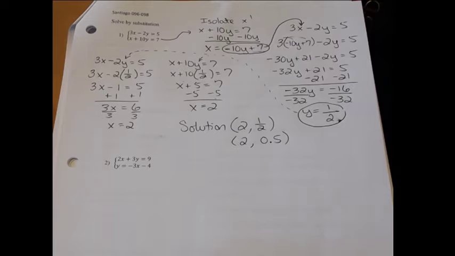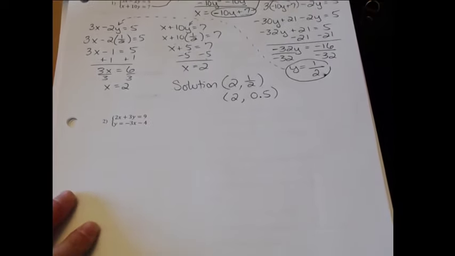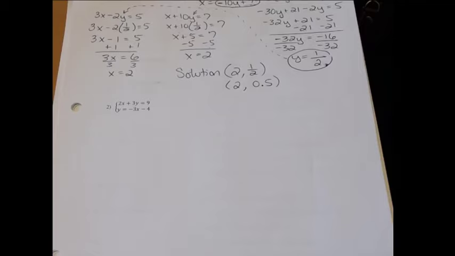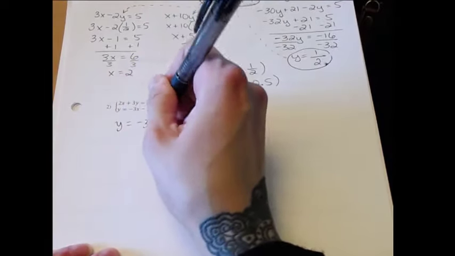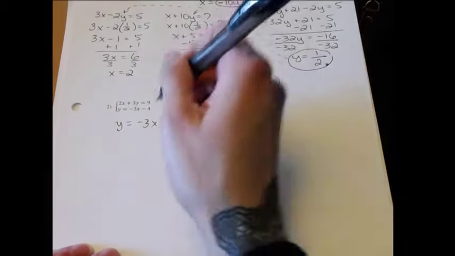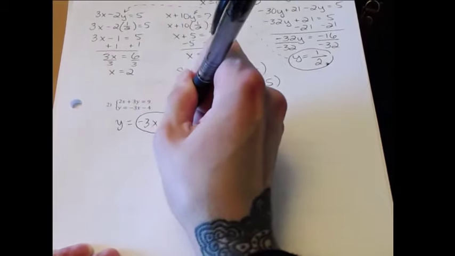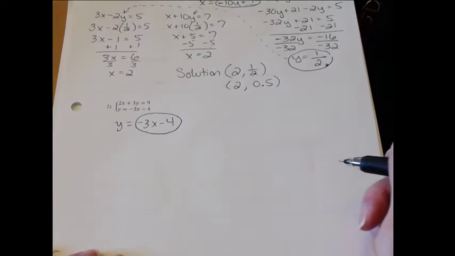All right. Take a look at number 2. We have 2x plus 3y is equal to 9. But then, notice the second equation. Y is negative 3x minus 4. I want you to think about this and say, holy crap, I was just given a gift. If I'm telling you that y is negative 3x minus 4, then we already know that we can take that expression and plug it into the other equation.